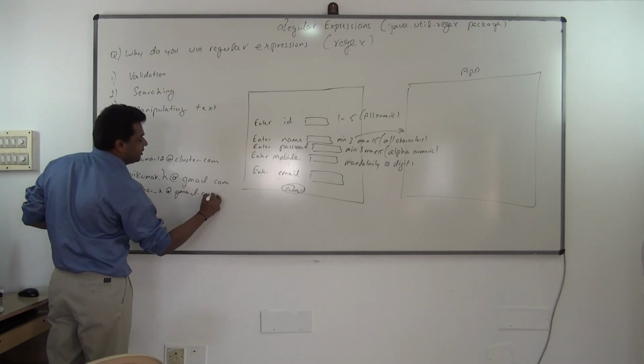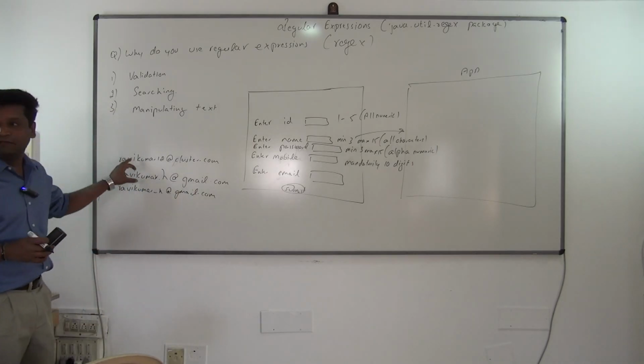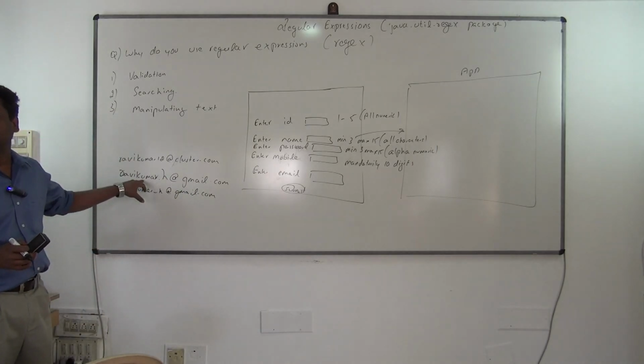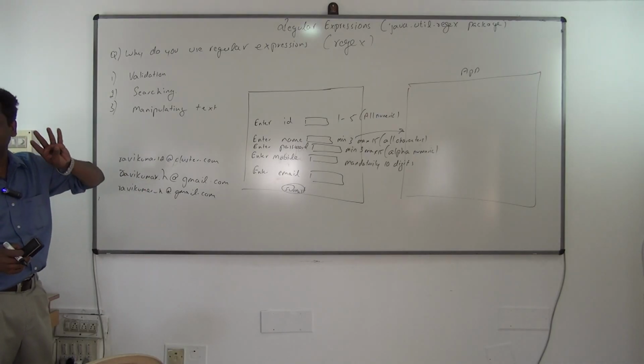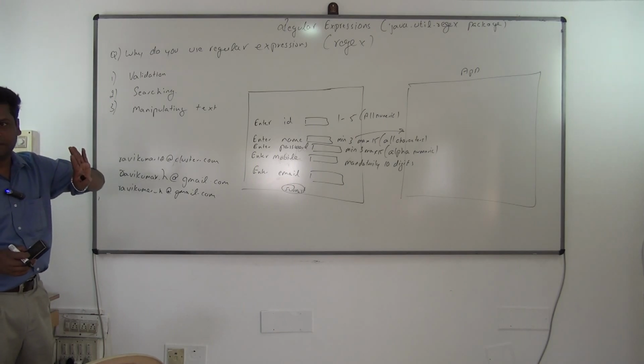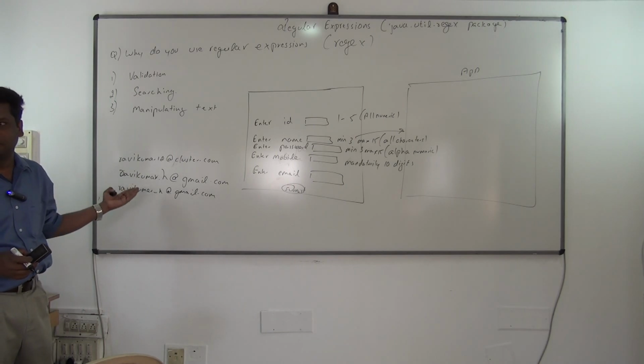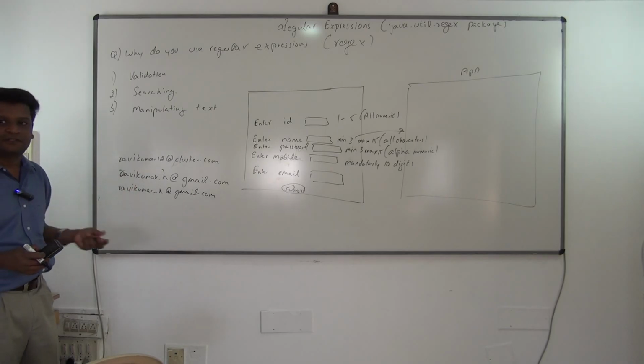ravikumar_h@gmail.com. Or sometimes you might have a requirement that you want alphanumeric plus dot and underscore. Only these four things. What? Alphabets, numerics, dot and underscore, but no other special symbol. So depending on the project, this requirement will come and we'll do validations according to that.